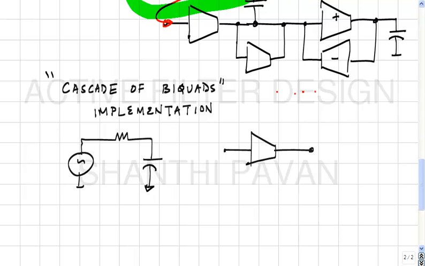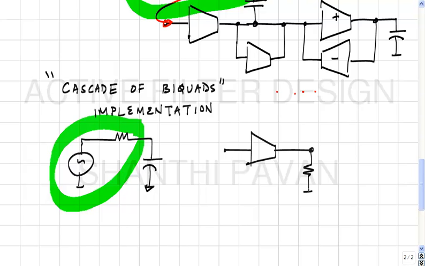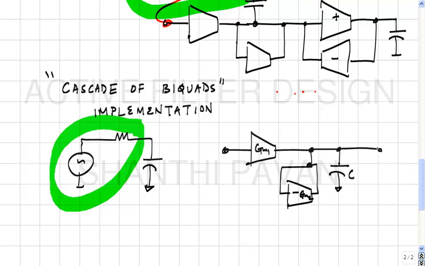So to realize the first order section, a voltage source in series with a resistor is equivalent to a current source in parallel with a resistor, and you have a capacitor in shunt. Now you can realize the resistor as a transconductor. So this is GM1, GM2, C. If this is R and this is C, what values of GM1 and GM2 must I choose so that the transfer function remains the same?